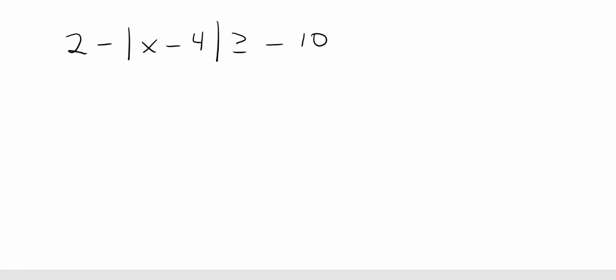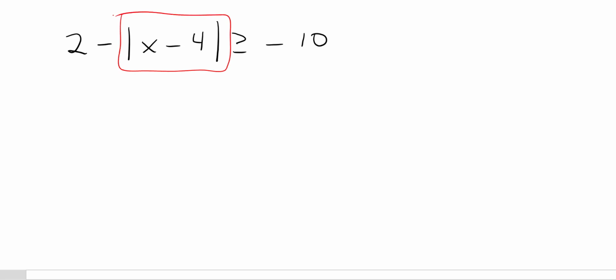Okay, so for my last problem, I'm going to give you a good problem here, and so it's going to be 2 minus absolute value of x minus 4, close the absolute value, is greater than or equal to negative 10. Okay? So please do not look at this and go, hey, this is an OR problem because it's a greater than symbol. We need to isolate the absolute value first before you can make the decision.